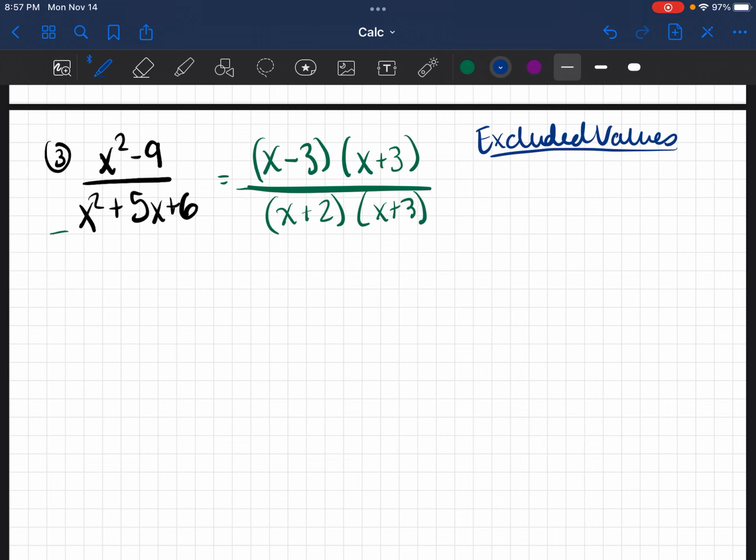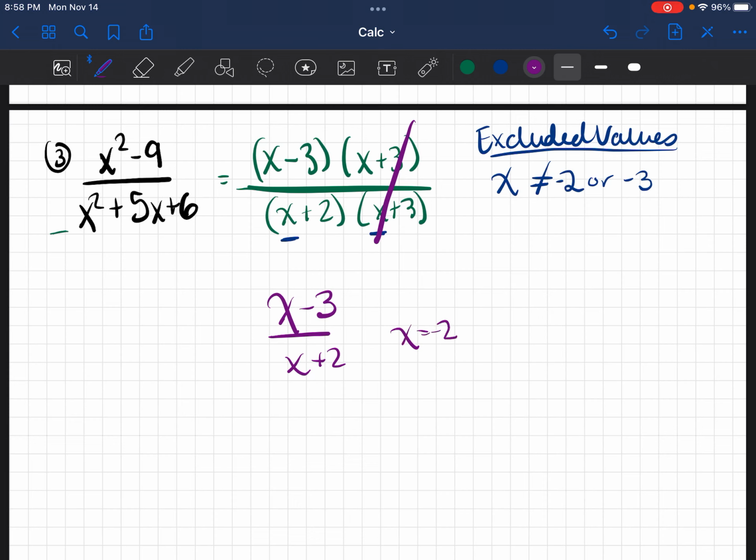So values of x that would make this equal to 0 would be x cannot equal -2 or -3. If I have a -2 here or a -3 here, that would make it equal to 0, and I cannot divide by 0. So my last step now is to simplify and cancel my common terms. And I am left with x minus 3 divided by x plus 2, for when x does not equal -2 or -3.